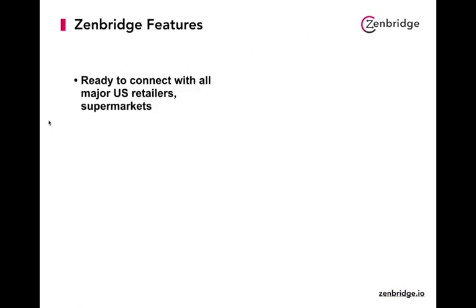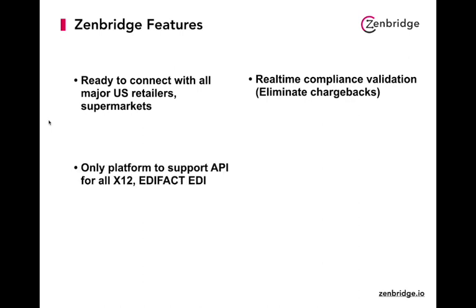And here are the features of Zenbridge. It is ready to connect with all major US retailers and supermarkets. Basically, what it means is we have their EDI specifications already configured as API endpoints. And you have real-time compliance validation. This is because of the fact that we are an API-based system. So when you send in data, we can validate your data for partners' compliance in real time.